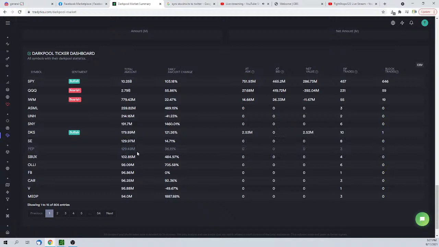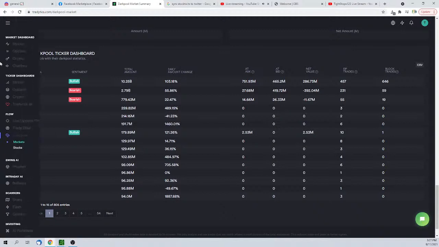What else? Pepsi's, we know is hot. Starbucks is hot. That's a pretty big change on Starbucks. But we don't know if they're buying or selling, so I'll get into that here in a minute. Car, 92%. I don't know anything about this MedP, but it has an 1,887% dark pool print percentage up. So might check that out sometime.